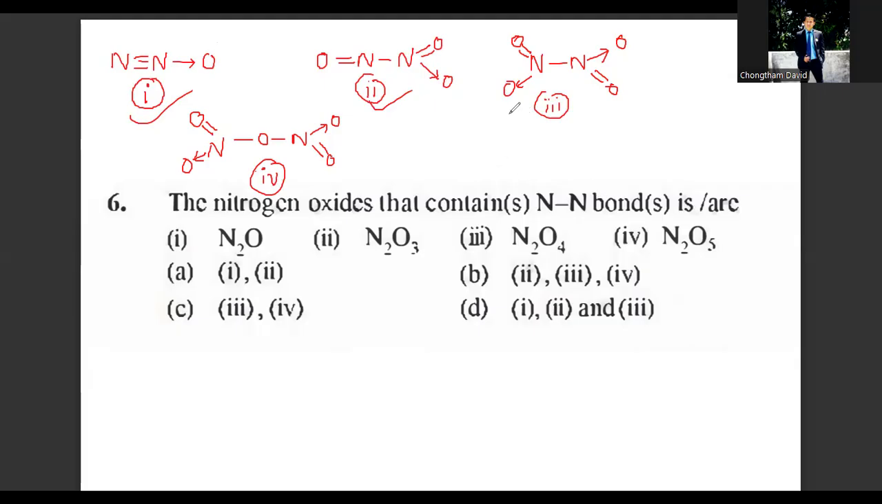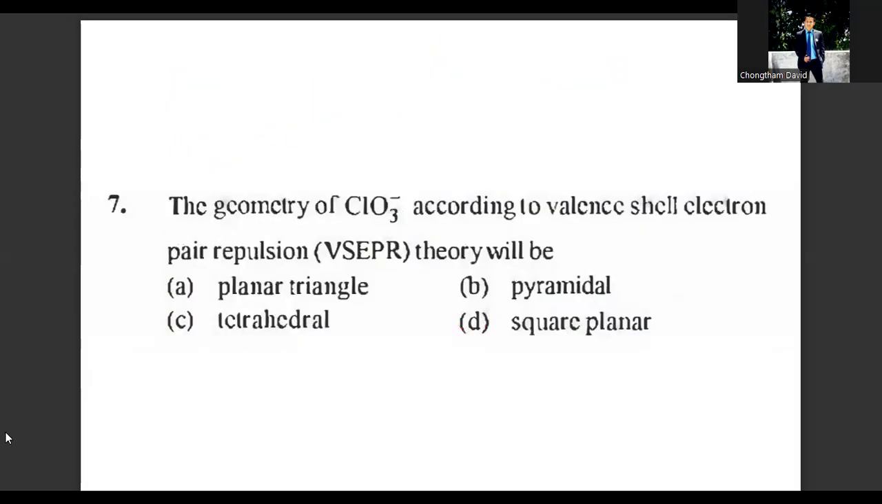Okay. What about option number 3? Yes, it has a nitrogen-nitrogen bond, but this nitrogen-nitrogen bond is absent in option number 4. That is dinitrogen pentoxide due to this bridging oxygen atom. So if 1, 2, and 3 are correct, D is the answer to this question number 6. I hope it is understood. Let us read question number 7.